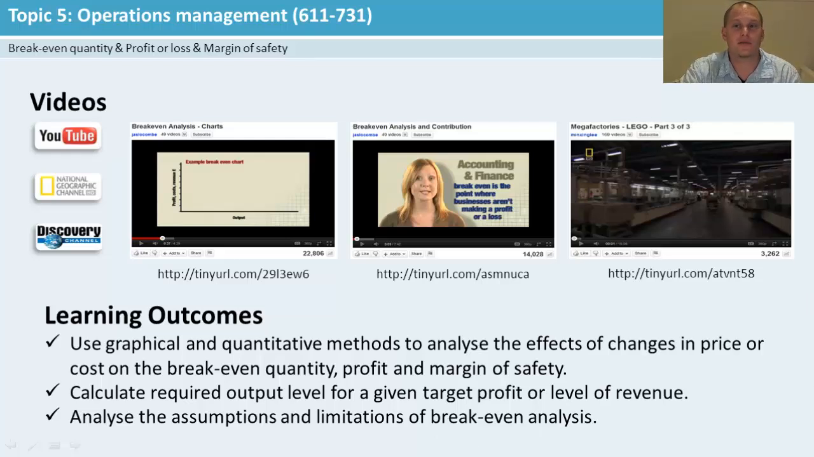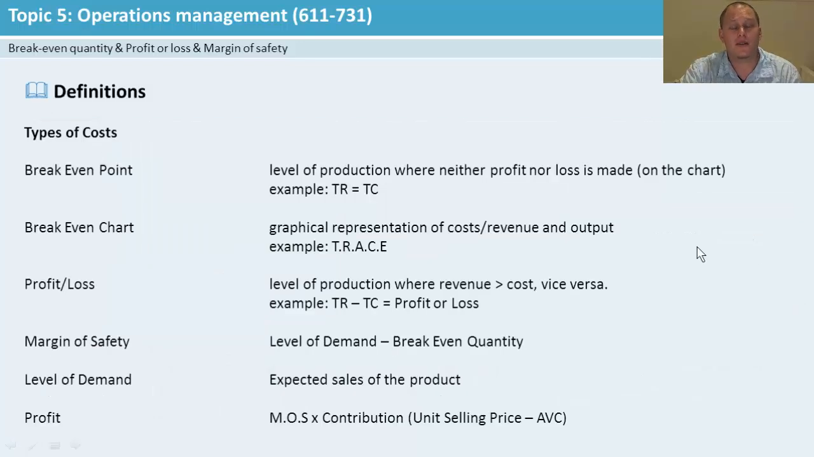Let's get straight into it. I've got the same definitions from 5.3, and I'll just go through them pretty quickly for you. The BEP, the break-even point, is where TR equals TC. The chart is all based around TRACE: your title, your ruler, axes, costs and revenues, and your break-even point. Get down those critical 5 so you can get your 5 or 6 mark questions. Profit and loss are the regions. If you go right of the break-even point, you're getting your profit. If you go left of the break-even point, you're getting your loss.